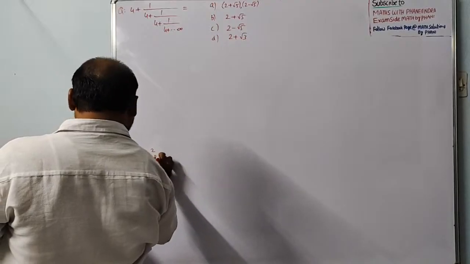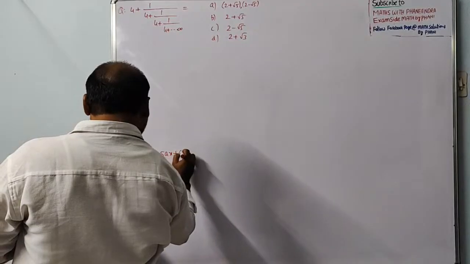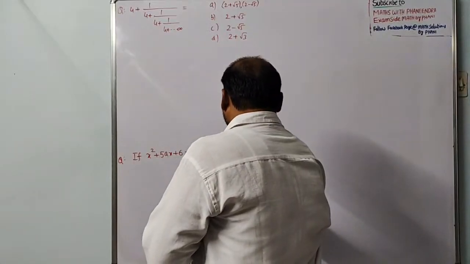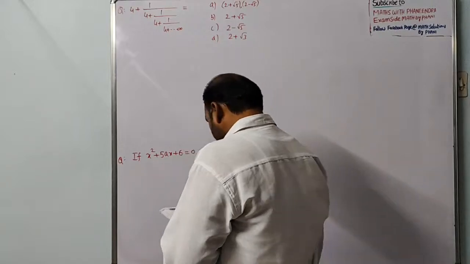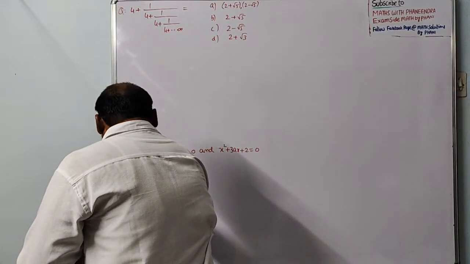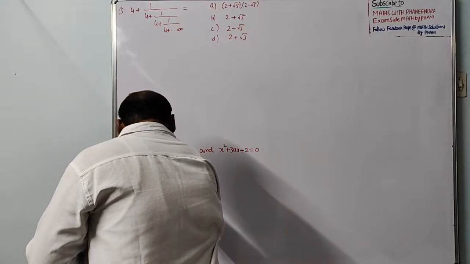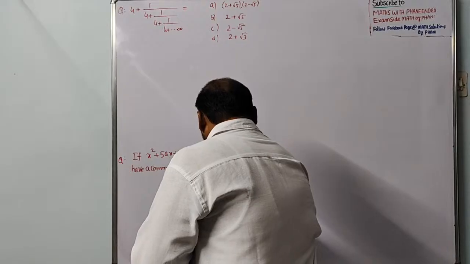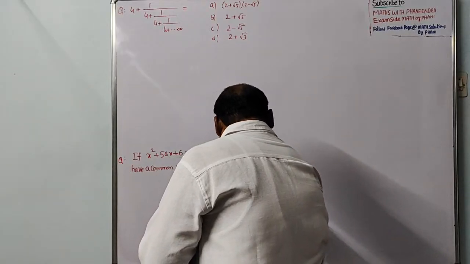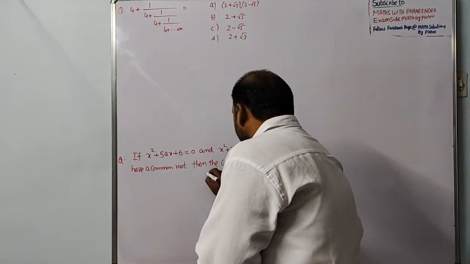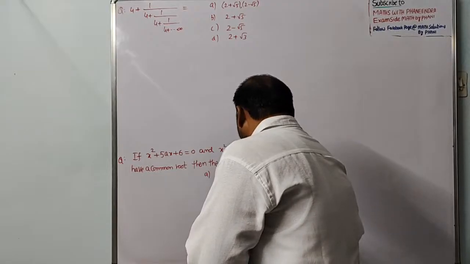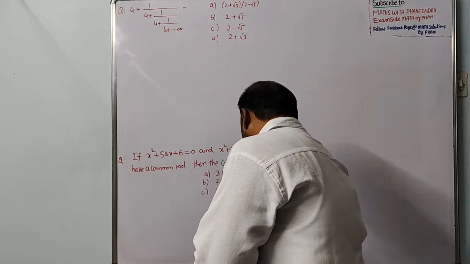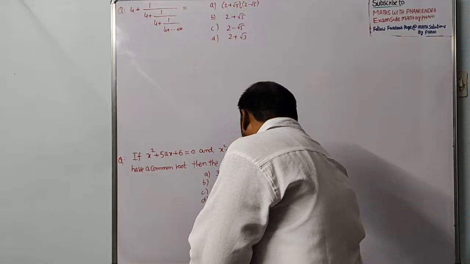If x square plus 5ax plus 6 equal to 0 and x square plus 3ax plus 2 equal to 0 have a common root, then the common root is, so option A 3 or minus 3, option B 2 or minus 2, option C 2 or minus 3, option D minus 2 or 3.